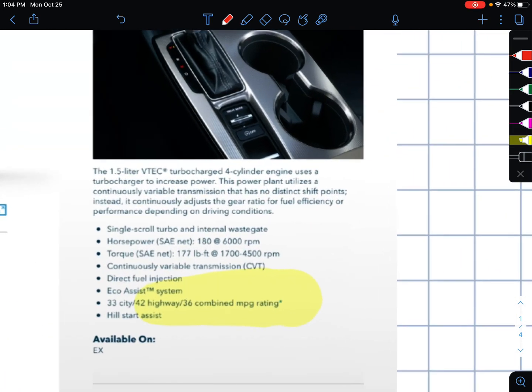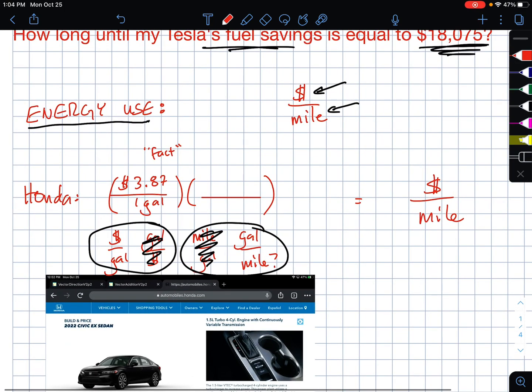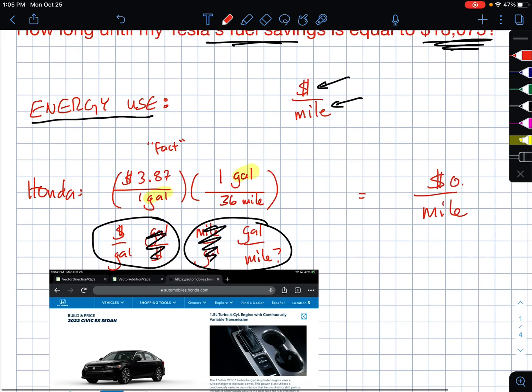But just looking at Honda's website, for this car, it says that I've got a combined mile per gallon rating of 36. So less in the city, more on the highway, but on average, we can expect to go 36 miles on 1 gallon of gas. And so 1 gallon of gas is going to be equal to 36 miles. And we can see that the gallon is going to cancel, and that's going to leave me with dollars per mile. And when you actually crank out the numbers on this, and I've got my little calculator right here, it winds up being, let's see, sorry, let me come back over here real quick, 10 cents. I guess it's going to be $0.104 per mile. So basically 10 cents to drive a mile in your Honda.